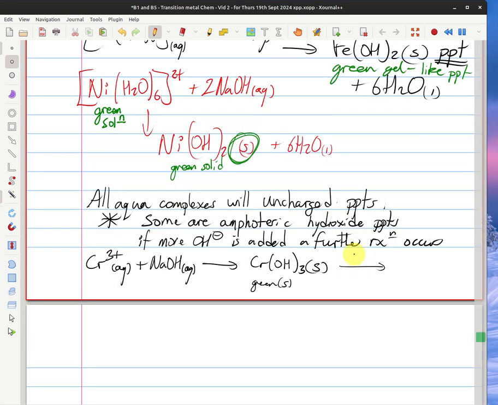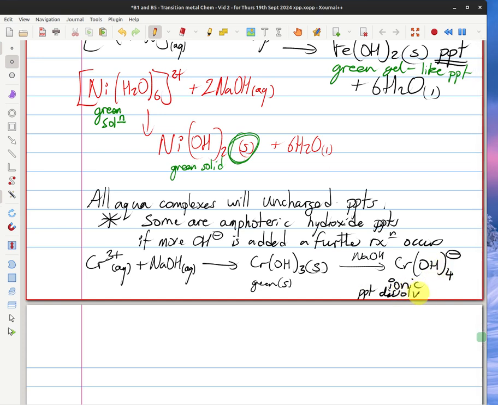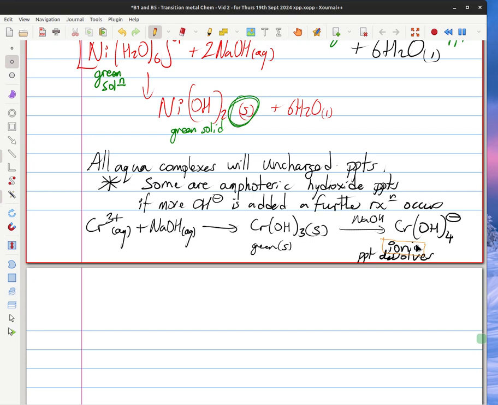But if I take some more NaOH, then I can make Cr(OH)4 minus first, and then we might even be able to go all the way to Cr(OH)6. I'm just going to do this one step further down the road. So now it's ionic again. Therefore, this complex ion will be soluble. So we will see the precipitate dissolving as this compound forms. Okay, so you can use that as a good way to figure out whether you have an amphoteric hydroxide or not.